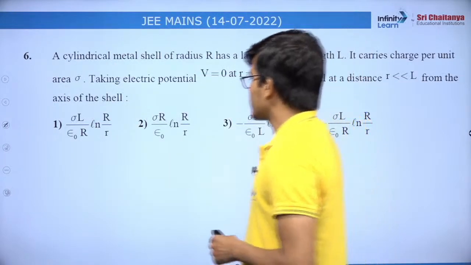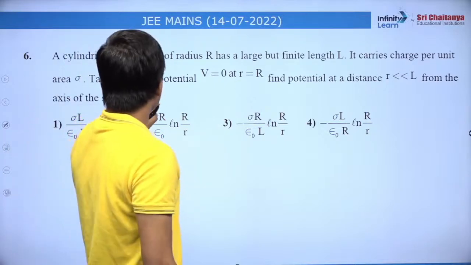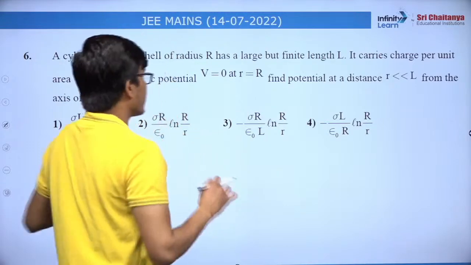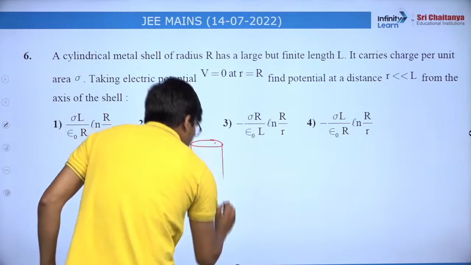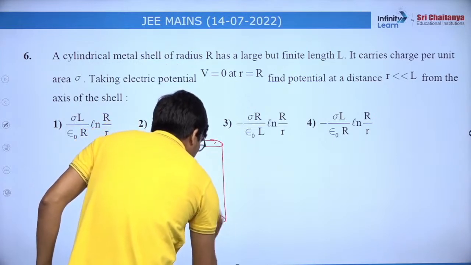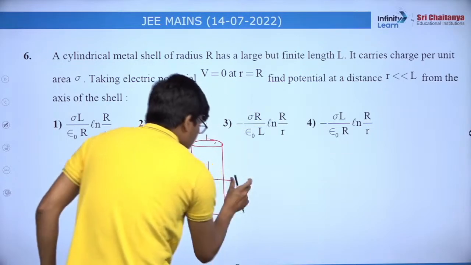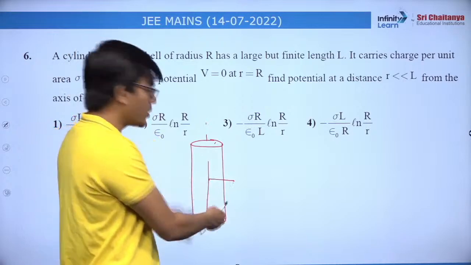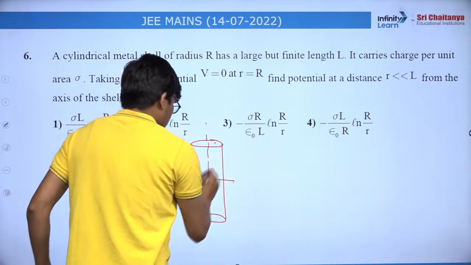Moving to the next question. A cylindrical metal sheet of radius r. It has a finite length, but you will be surprised that they have asked for a very small distance from the axis. So with respect to this point, you can assume it as very long.